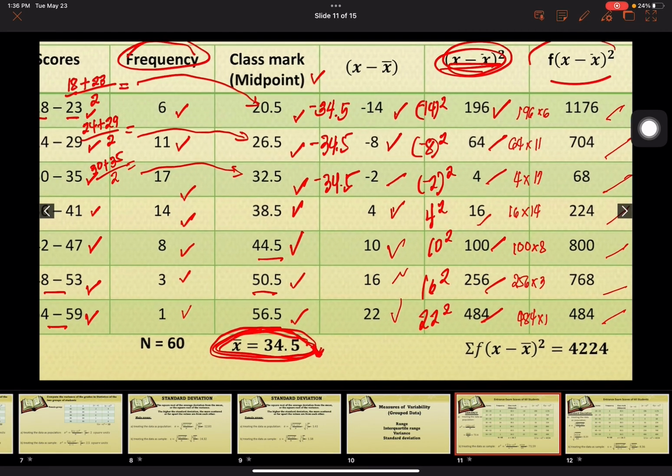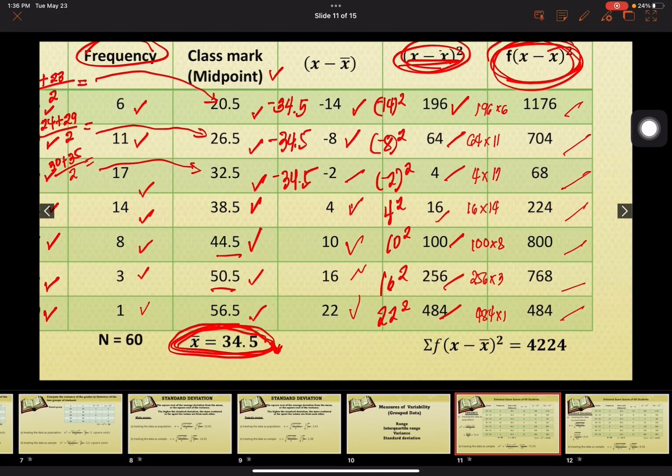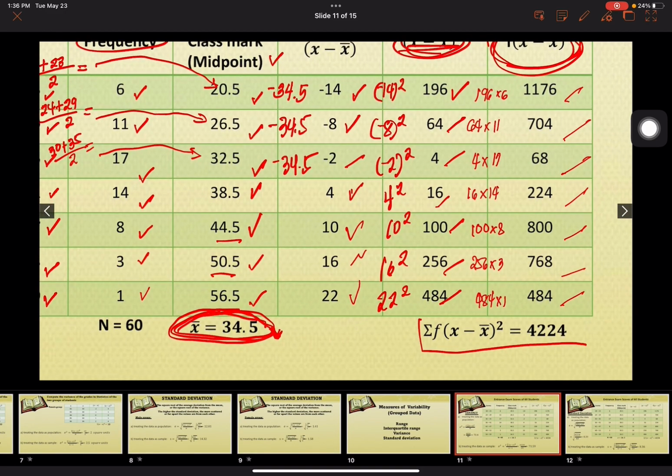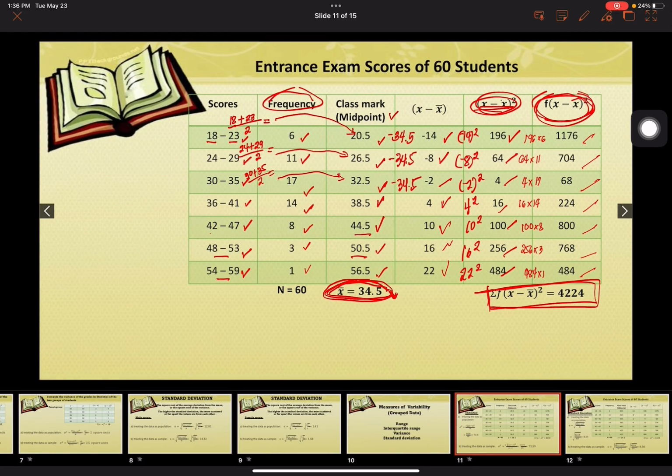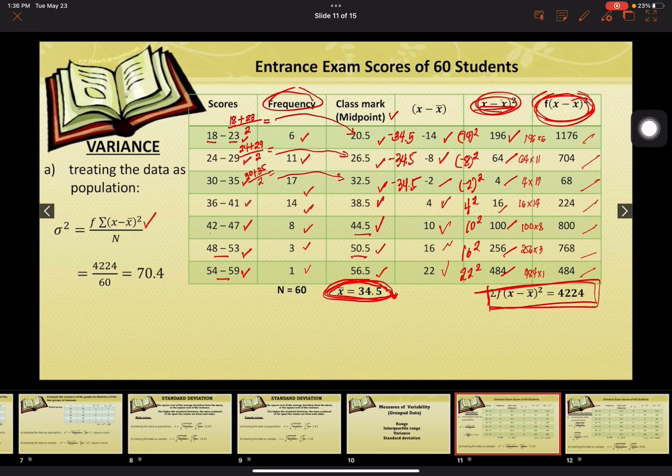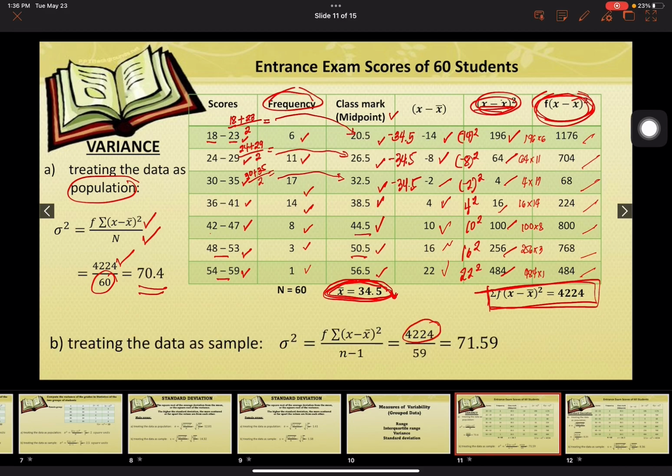Next, itong frequency times the square of the difference ang i-add natin. So, kapag in-add natin yan, ang magiging sum is 4,224. Yan yung gagamitin natin for the formula ng variance, which is, yun nga, frequency times the sum of the square of the difference divided by n, kasi this is population. So, 4,224 divided by 60 equals 70.4. Kapag naman sample, we have 4,224 divided by 60 minus 1, which is equal to 59. And the answer is 71.59.